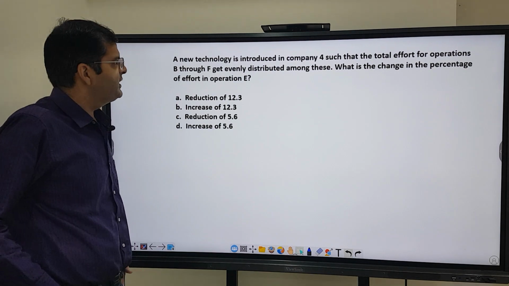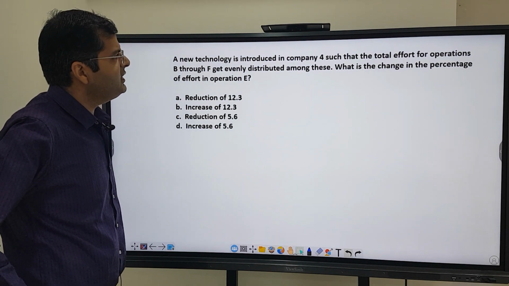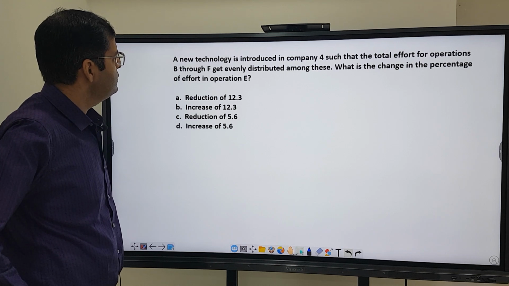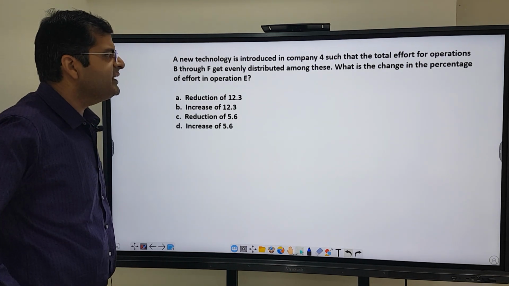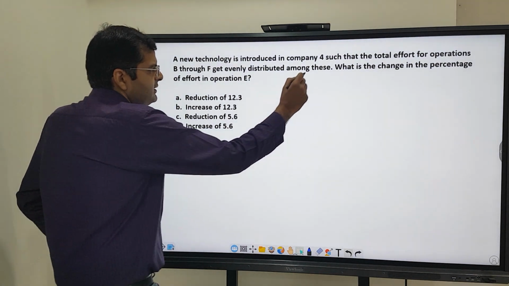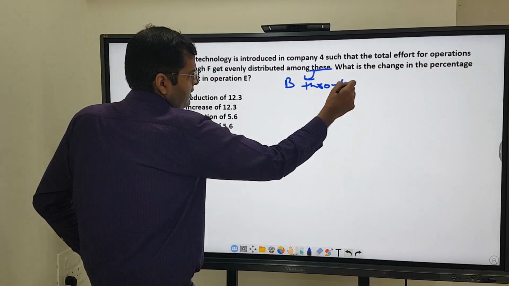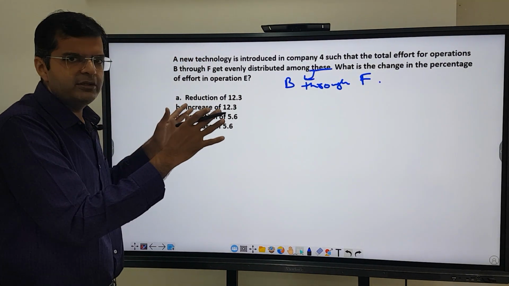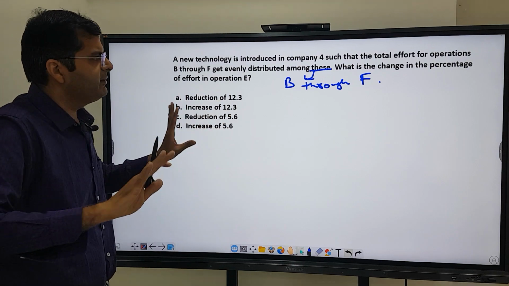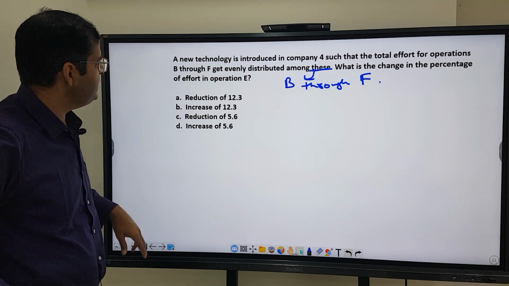So this next question says, a new technology is introduced in company 4 such that the total effort for operations B through F gets evenly distributed among these. These means again B through F. So the total effort in B through F is evenly distributed among B through F. What is the change in percentage of effort in operation E?